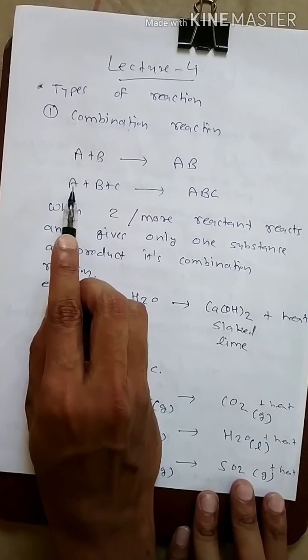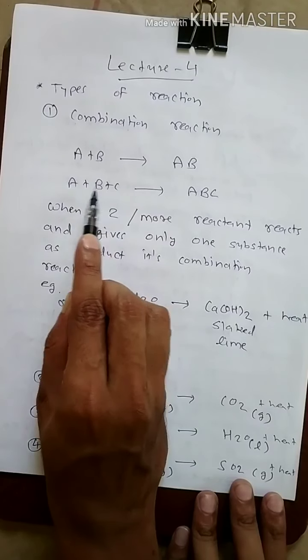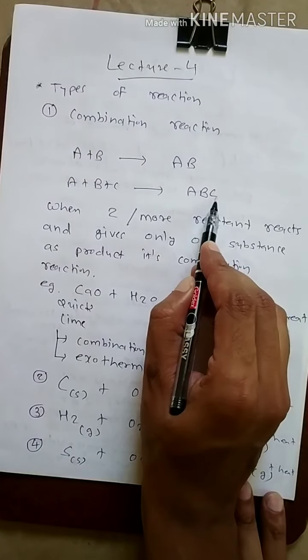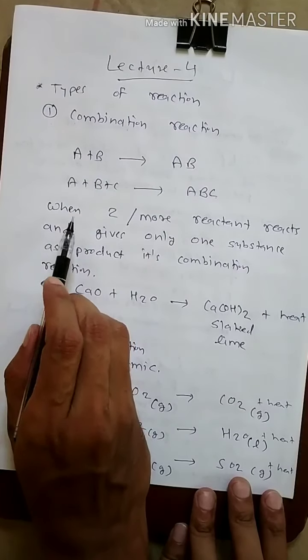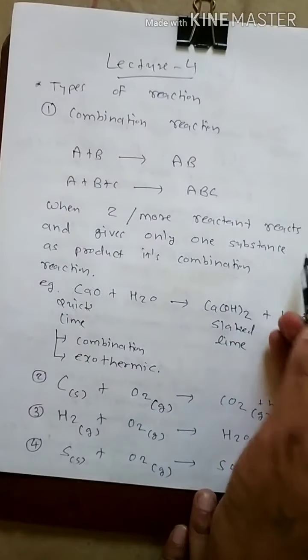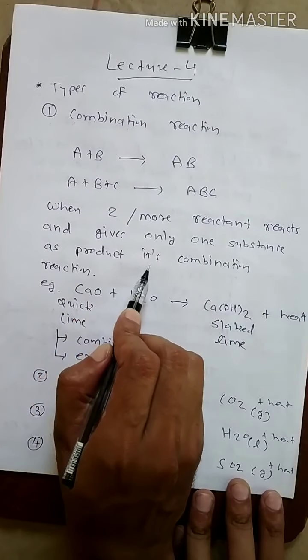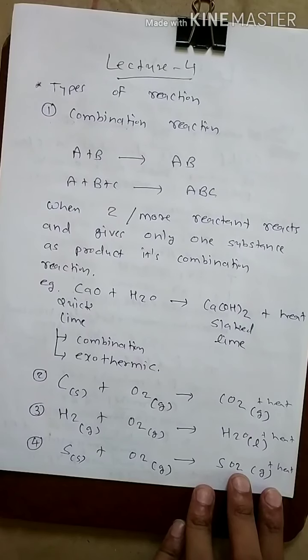Just like that, take A plus B plus C. There are three reactants. They all three combine together to form ABC as product. So this type of reaction is called combination reaction. The definition is like this: when two or more reactants react and give only one substance as product, it is a combination reaction. So in order to find out the type of reaction, you have to calculate the number of product and number of reactant.